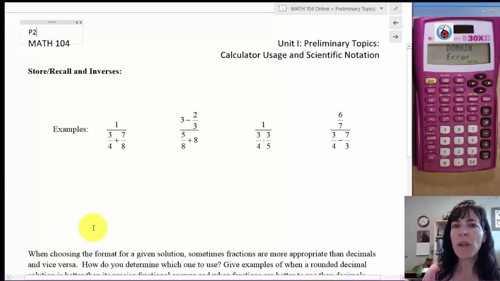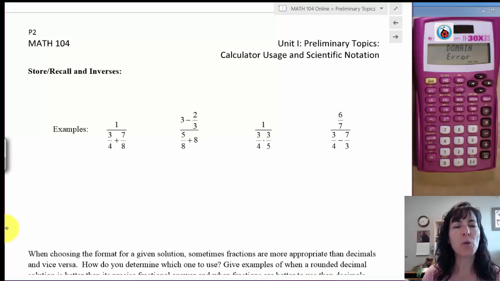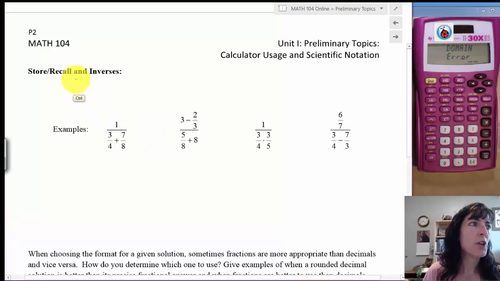Okay, when we have a complicated fraction that we need to work out or some order of operations problems that we need to work out, we often want to use store and recall on our calculator to help us keep track of signs and order of operations and so forth. So store and recall, on this calculator, it's STO, and it has like a little arrow next to it.